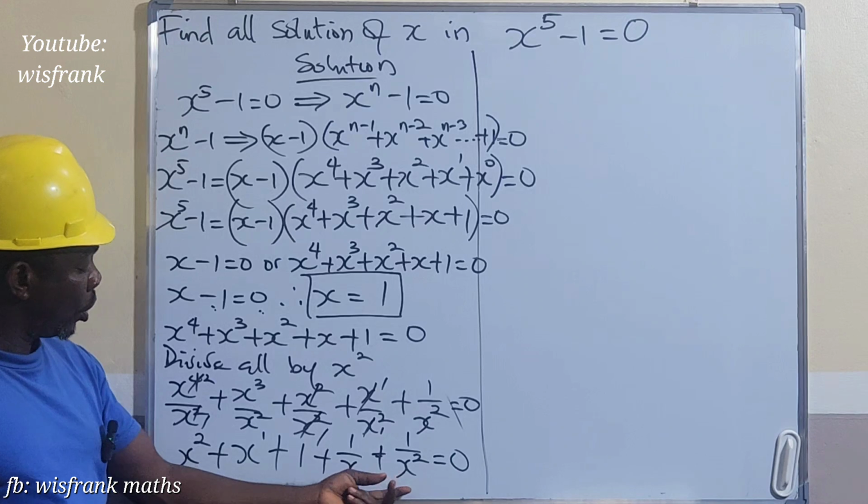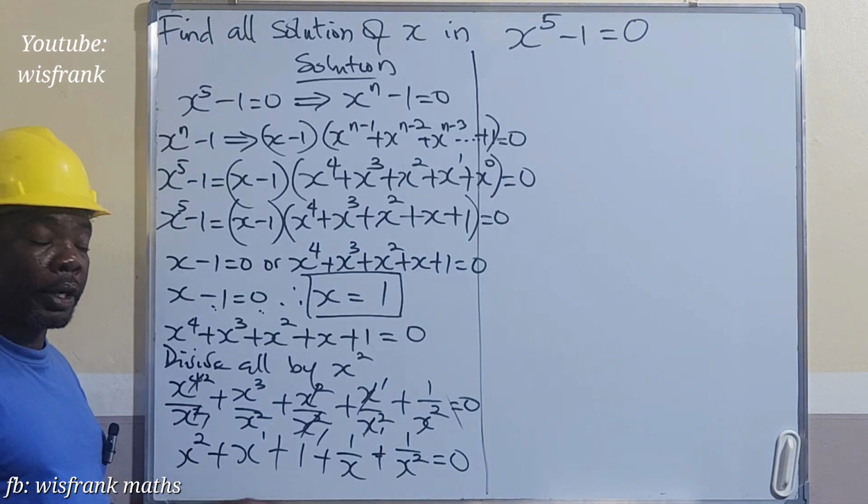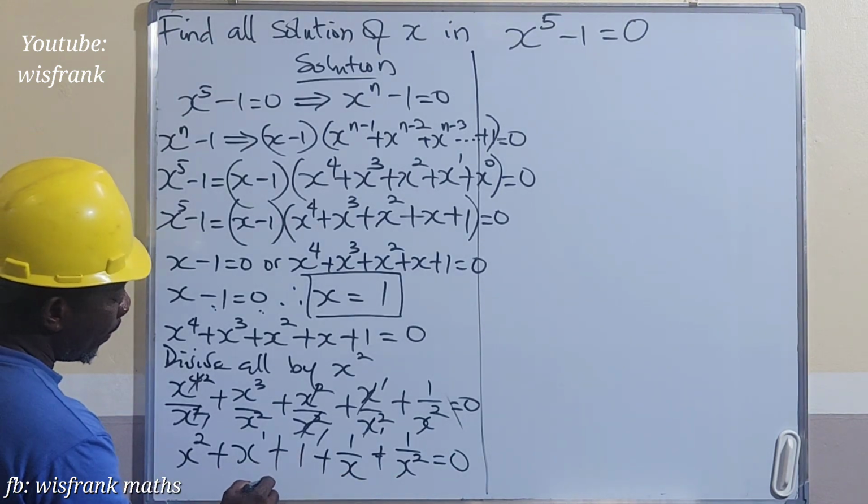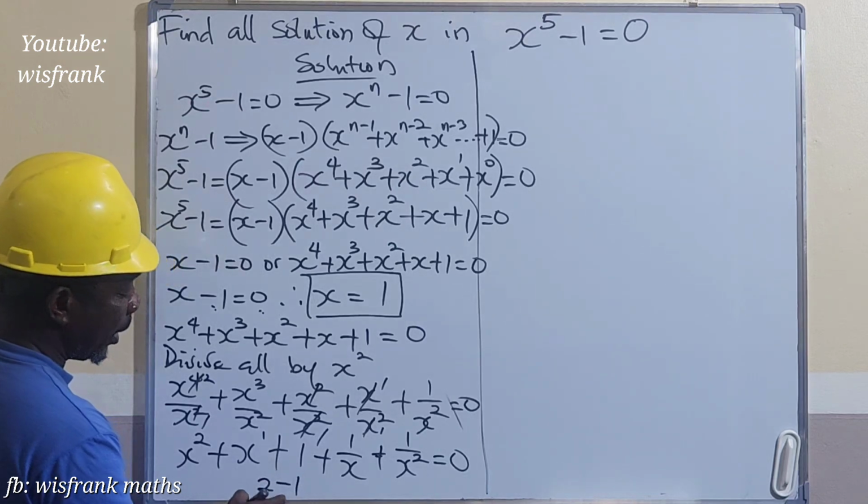So this is what we have here. So here we have 1. If we replace 1 by 2 minus 1, it's the same thing as 1.